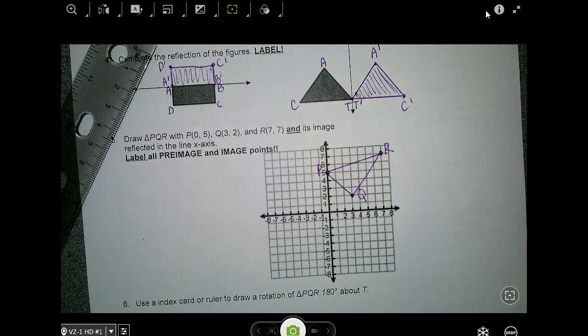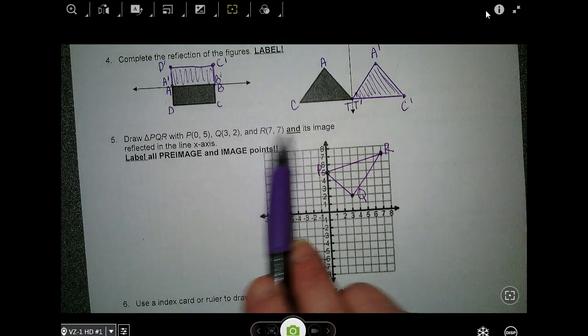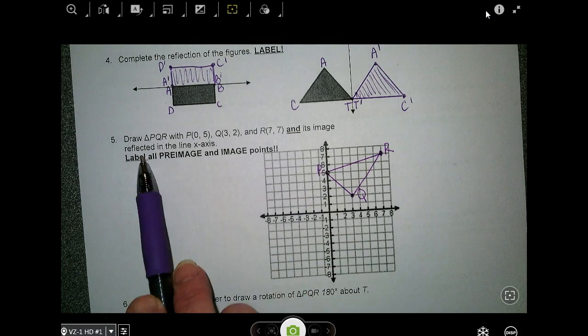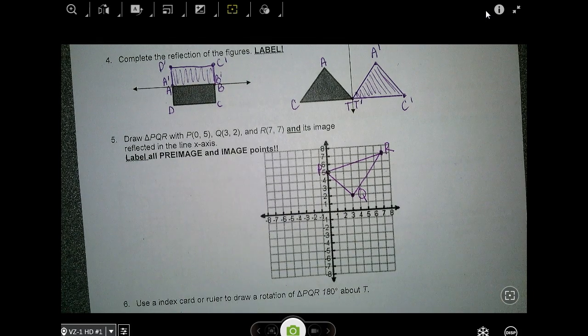Okay, now we're going to read what we're supposed to do to it. We're supposed to plot that figure and its image reflected in the x-axis. So the easiest way to do that is to count. I want my green pen. I don't know where it went. Oh well. Do it in another color. You guys will probably be done before I get it done.